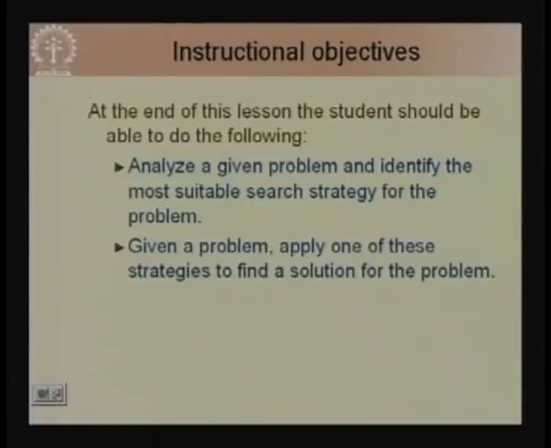At the end of this lesson, the student should be able to do the following. He should be able to analyze a given problem and identify the most suitable search strategy for the problem. Given a problem, she should be able to apply one of the strategies and find the solution to the problem, that is, find the sequence of nodes that will be expanded and what would be the final solution that will be obtained.